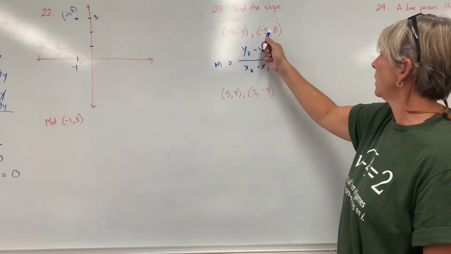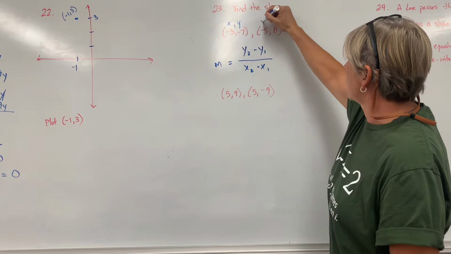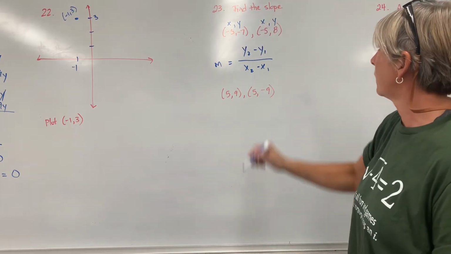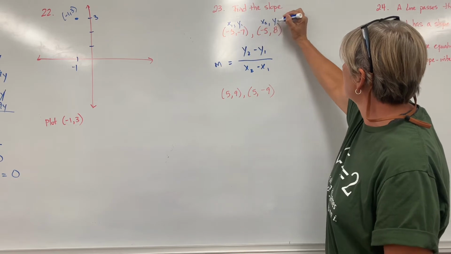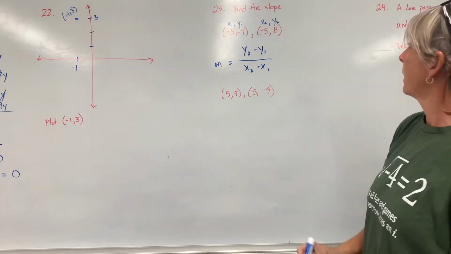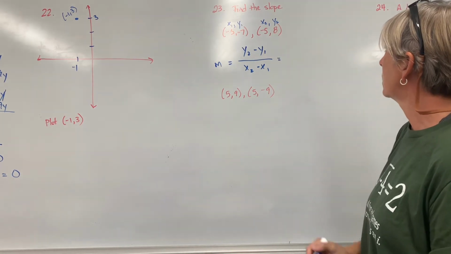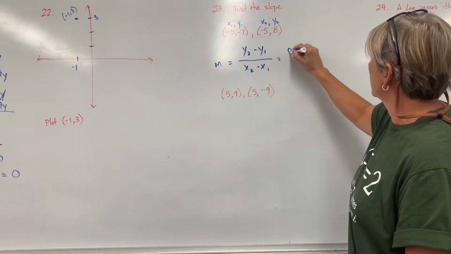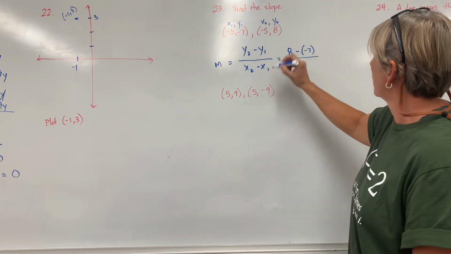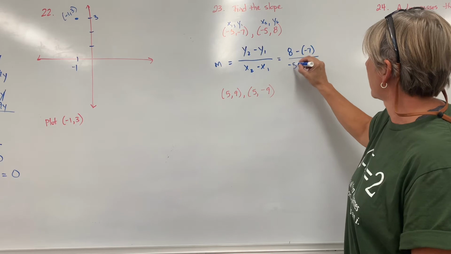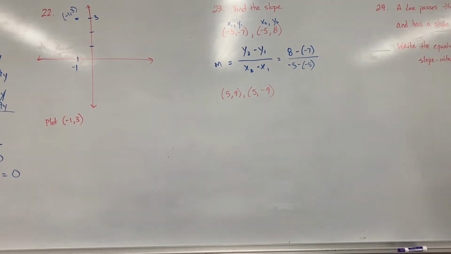I have 2 points. Each point is an ordered pair, so I have an x, y there and an x, y there. If I call this point 1, I would put little 1s there, and this is point 2, I would put little 2s there. And that way I can just do direct substitutions. So y2 is 8 minus y1 is negative 7 over x2 is negative 5 minus x1 is negative 5.